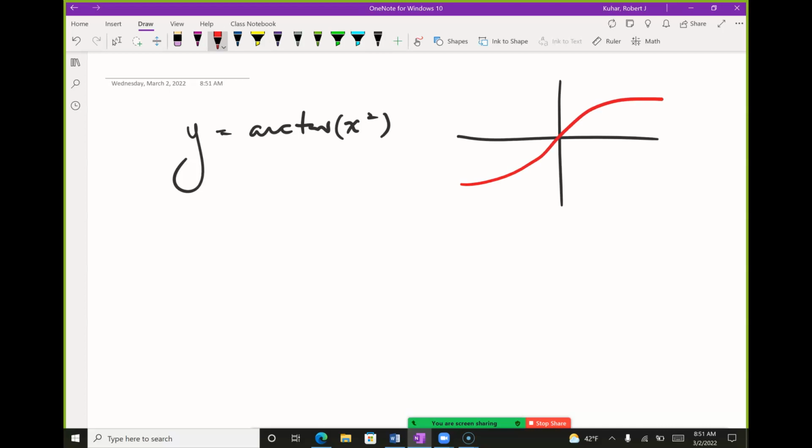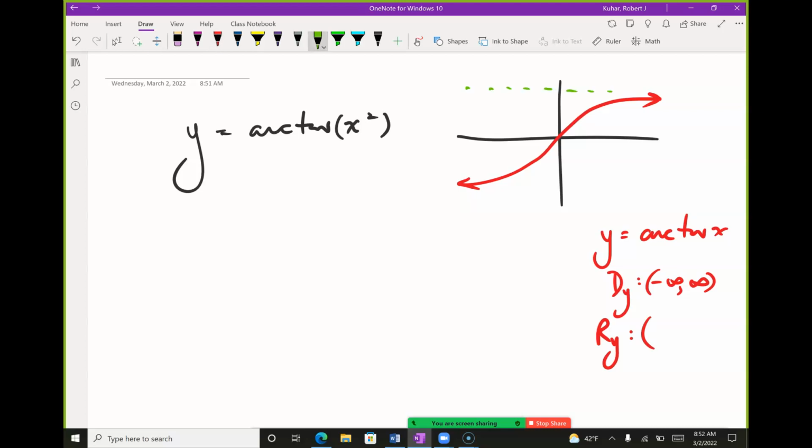Arctan looks like this. So what's my domain of arctan? Negative infinity to infinity. Nice. So the domain of y is minus infinity to infinity. You can see it from the graph. What's the range? Negative infinity to infinity? Nope. How low does it go? Minus pi over 2 to pi over 2.